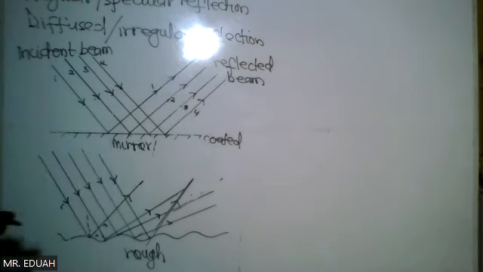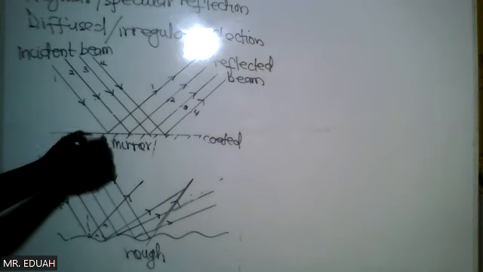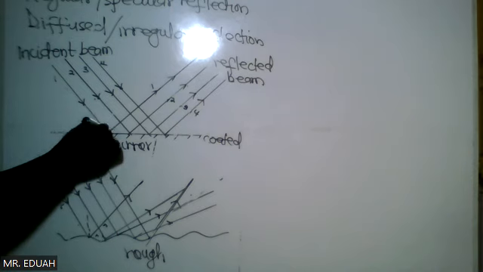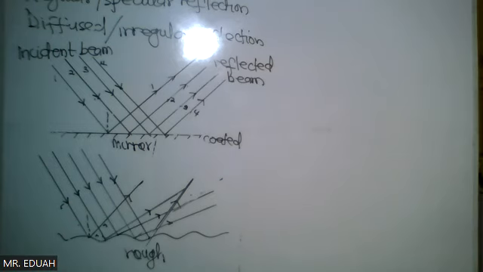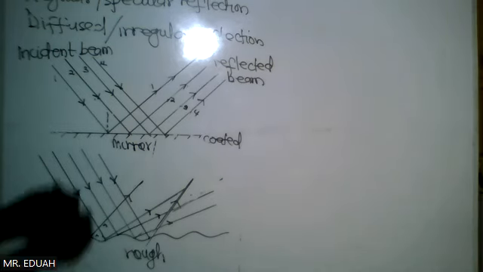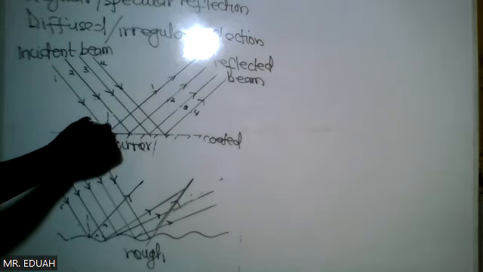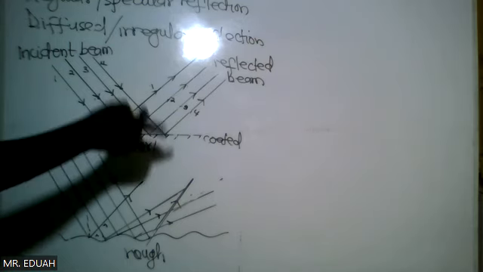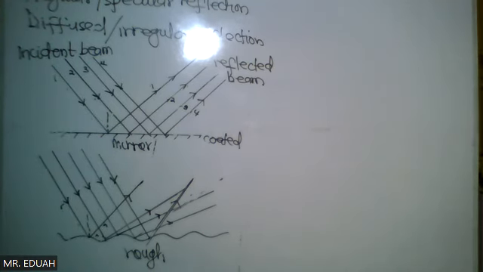1, 2, 3, 4 reflected rays. Each one obeys the laws of reflection: that the angle of incidence equals the angle of reflection, and the incident ray, the normal, and the reflected ray all lie in the same plane. So each one obeys the law.